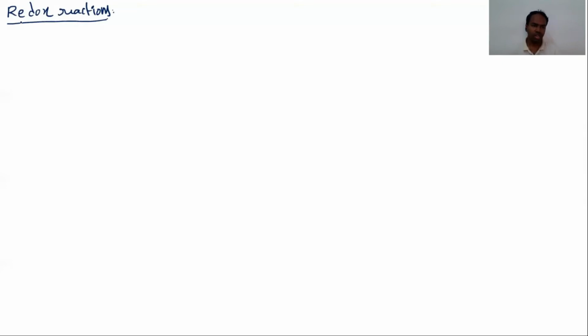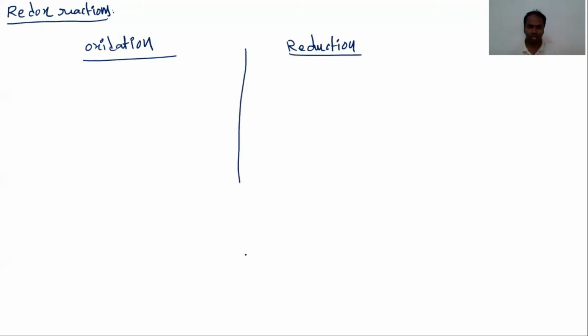Before coming to what is a redox reaction, you need to learn two concepts, that is oxidation and reduction. Let us see what is oxidation and reduction. Put one side as oxidation, the other side as reduction. See here, what is oxidation? The name itself indicates oxygen addition, oxidation. So addition of oxygen is called oxidation.